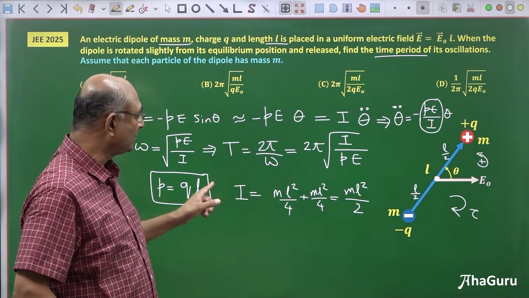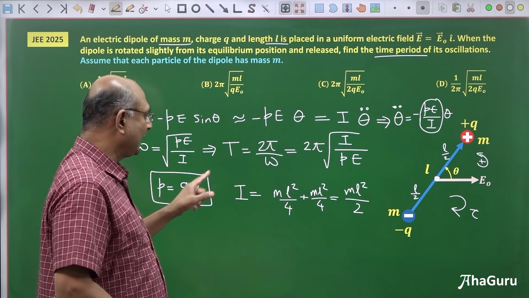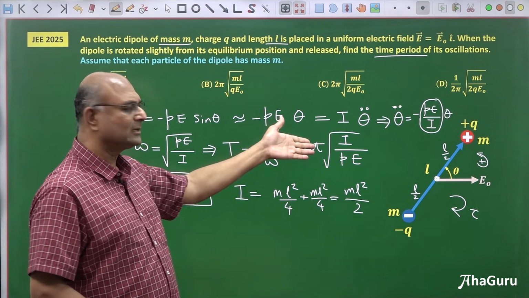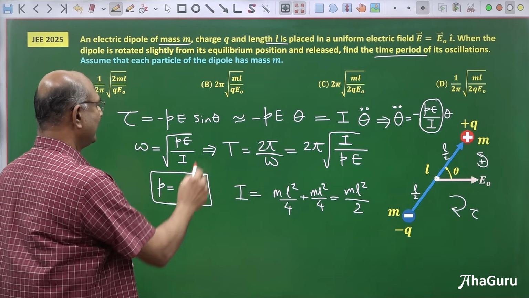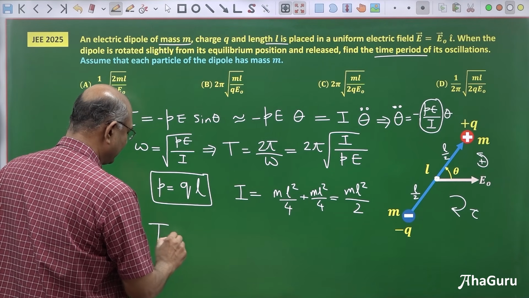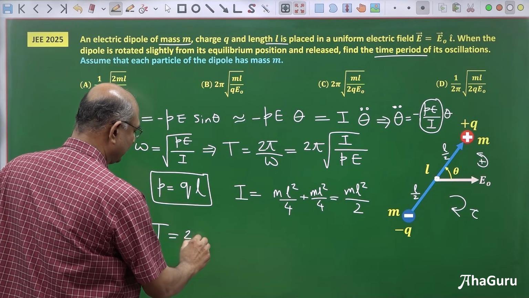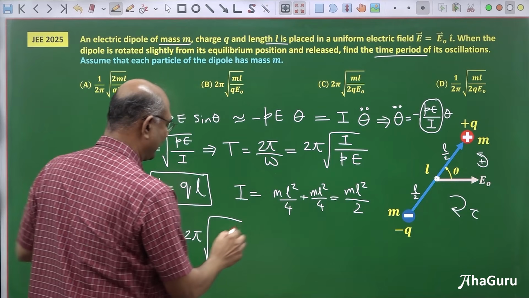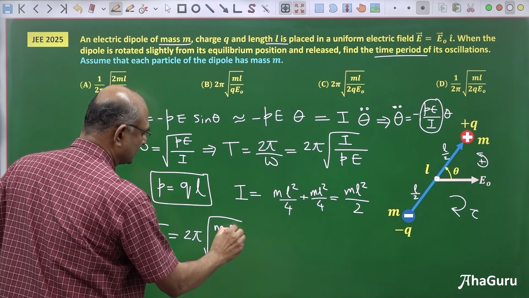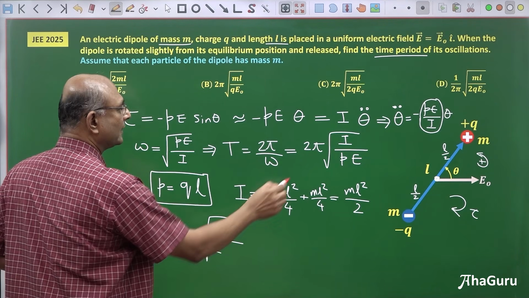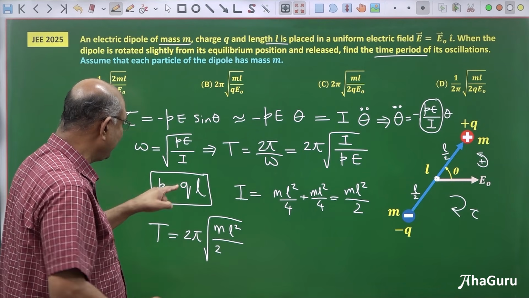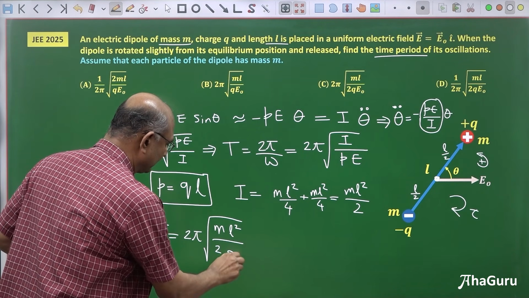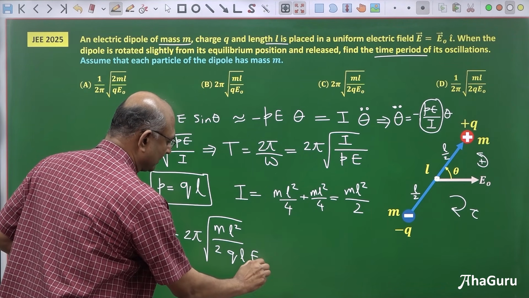This is the moment of inertia. So I know P, I know I. That's all, just simply substitute. You've got it, right? So time period is 2 pi root of I, so ml square by 2, ml square by 2 divided by PE. P is QL, E is E naught.